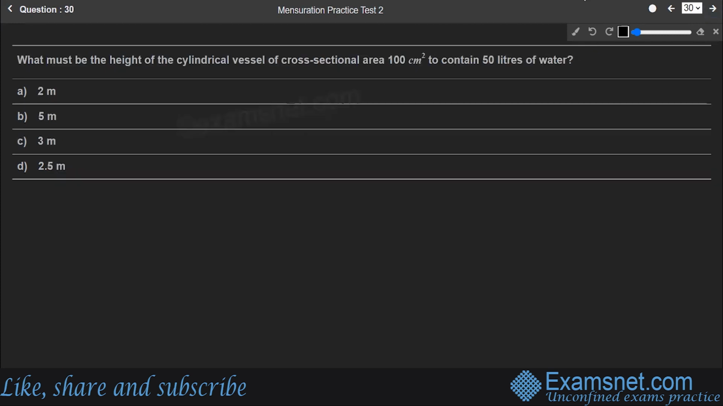Now, what is the height of a cylindrical vessel of cross-sectional area 100 centimeter square to contain 50 liters of water? So first of all, let us know how much volume of the water is there. Volume of the water is given as 50 liters. So we need to convert this into centimeter cube, so that we can equate this to the volume of the cylindrical vessel. So let us find out.